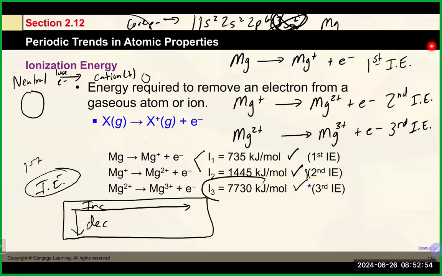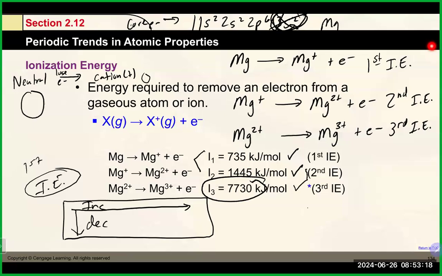And that is why we see this incredible jump in terms of energy. It doesn't usually happen because it's not energy efficient. That is why something like magnesium has a fixed charge of +2. It will only lose those 2 valence electrons. There's not enough energy to pull that third electron off, especially after you lost those 2 electrons. And that's why it has a fixed charge.